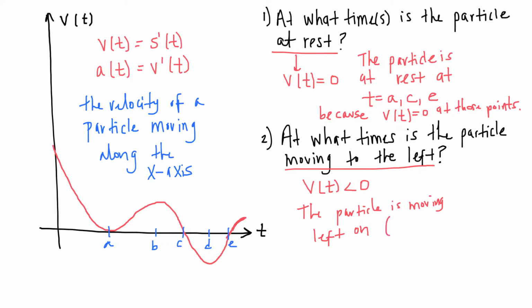And try to figure out why I am using parentheses, because my justification is going to be that velocity is negative on that interval. And so right at C, the velocity is not negative, and right at E, the velocity is not negative. And so maybe it's best not to include C or E. The particle moves to the left on C to E because V of t is negative on that interval.